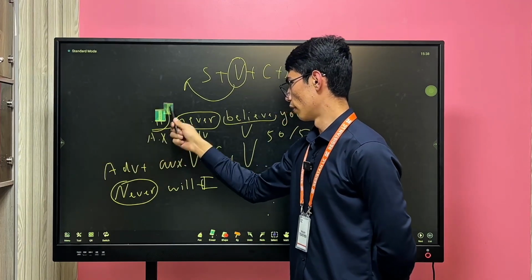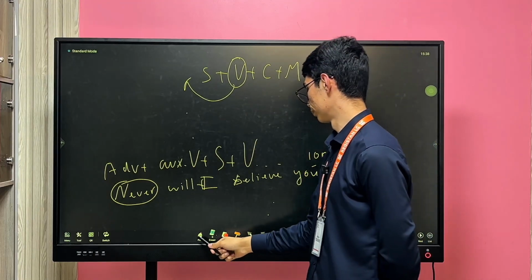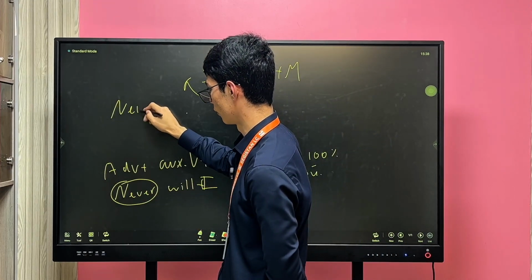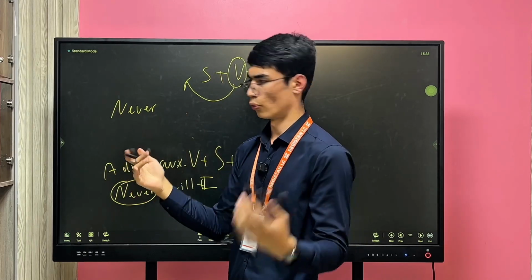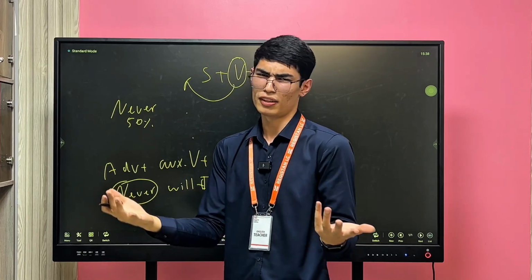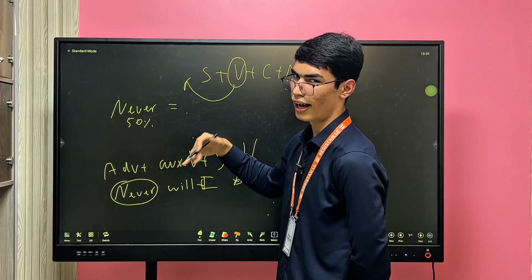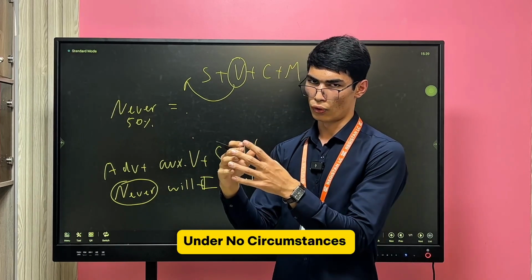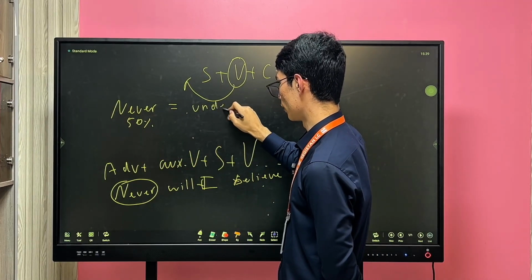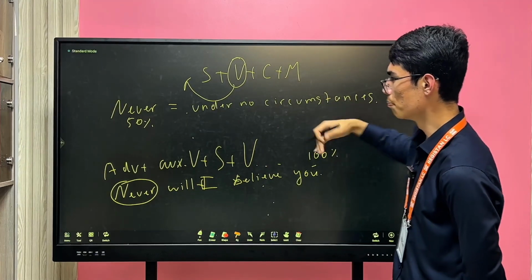Let me clear the path here. Okay, so we have "never", which means no, but it gives us, let's say, 50% no. For example, I will never eat, but someday I may. Nobody knows. But we have a synonym for this word, and it's called "under no circumstances". This is equal to never. Okay? So let me write it here. This exact long phrase means never.